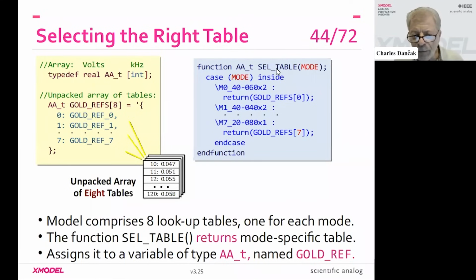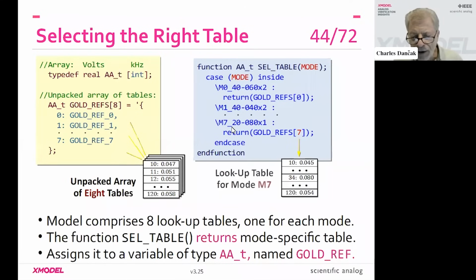Here's the select table function, which you pass in the current mode, and it uses the case statement to look up the match. And in our case, it was mode 7. So it will take this particular lookup table for mode 7 and assign it to our variable goldref.